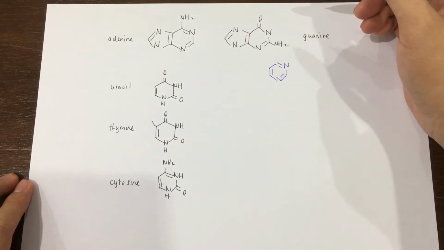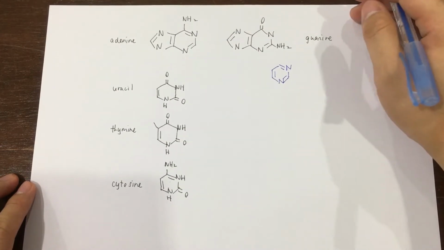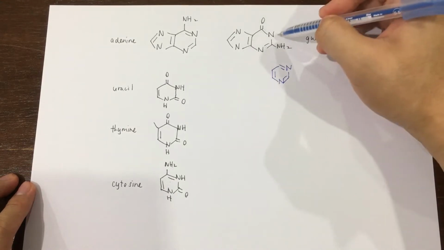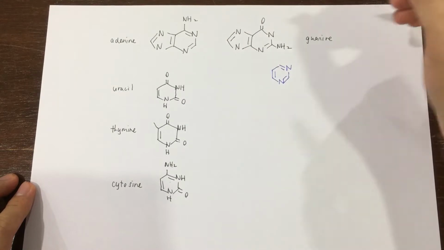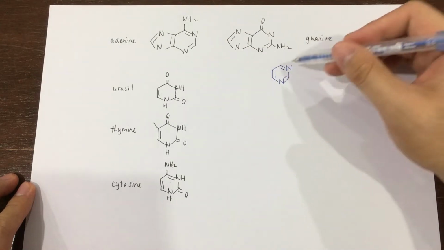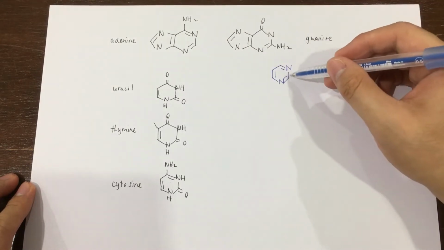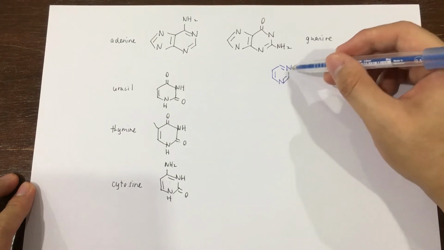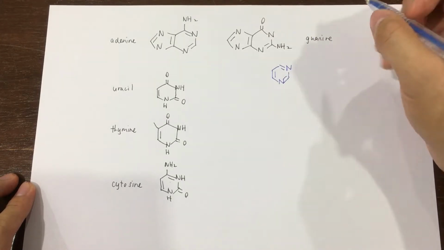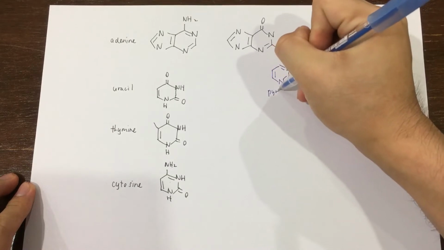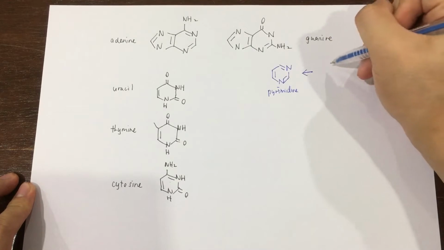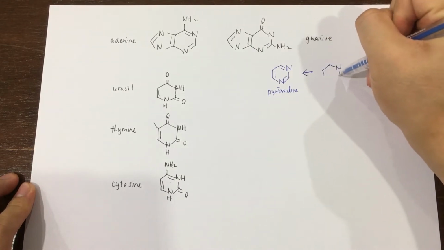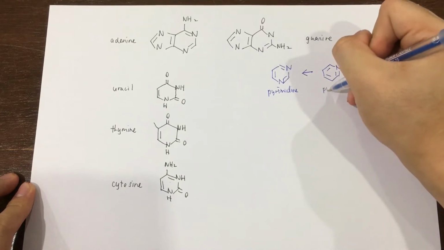Do take note that this is not the complete structure of it. Of course, you need to add all the additional hydrogens. Okay, but let's look at this heterocyclic ring here. This ring consists of two nitrogen atoms and is known as the pyrimidine, which comes from another structure which consists of only one nitrogen atom, namely pyridine.